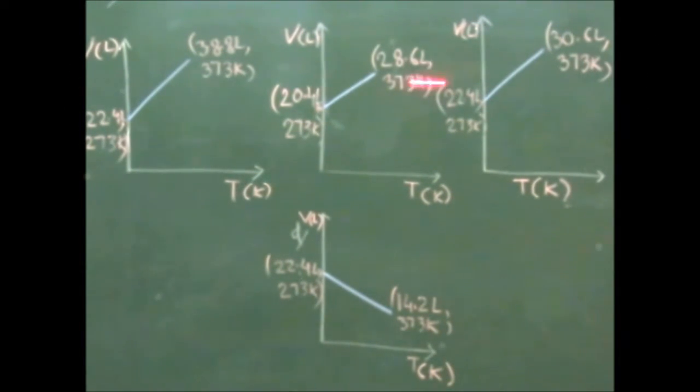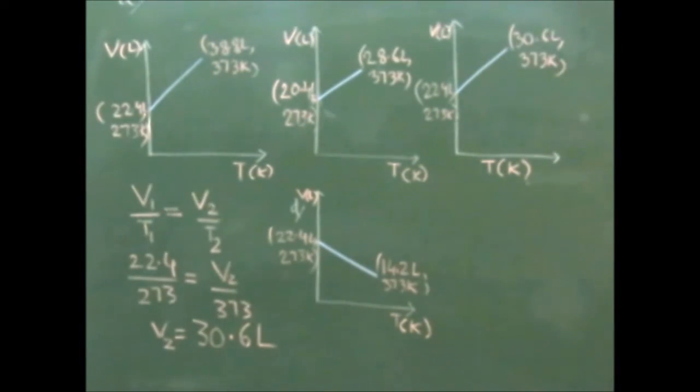So we need to check A and C by applying the formula V1 by T1 equal to V2 by T2. Firstly, let's discuss option A. Applying V1 by T1 equal to V2 by T2 and placing the values, taking V1 as 22.4 at 273 Kelvin, we need to find the volume at 373 Kelvin. The volume comes out to be 30.6 liters.